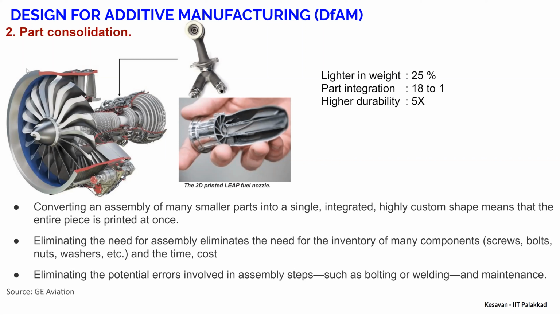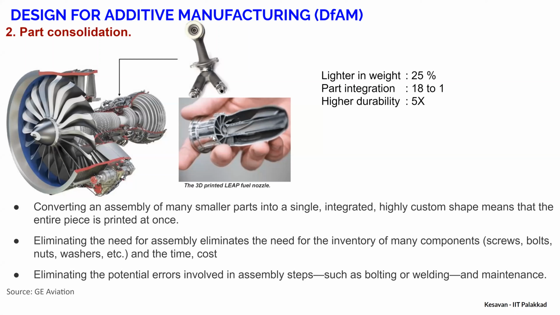Another example for part consolidation: this is the LEAP engine nozzle. It is smartly designed now to integrate many components. Earlier the component was made with 18 components. Now with part consolidation, you can simplify this 18 into 1. By this simplification, you reduce the weight by almost 25%, right?